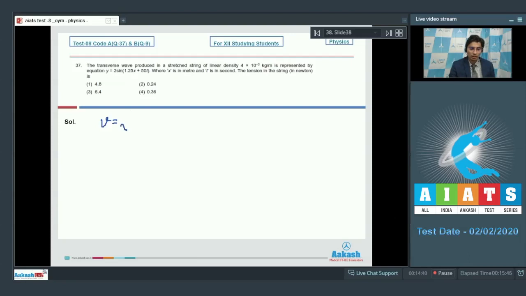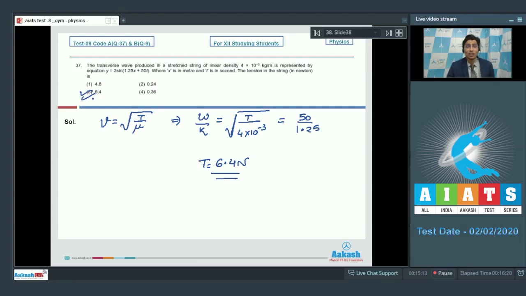Dear students, the speed of the wave can be written as under root of T by mu. Speed can also be written as omega by k. So omega by k can be written as under root of T by 4 into 10 raised to the power minus 3. Dear students, as per the question, omega by k has a value of 50 divided by 1.25. On solving this expression, we get a value of T to be equal to 6.4 Newton, and hence option number 3 is the correct answer. Now let us proceed to the next question of the test.